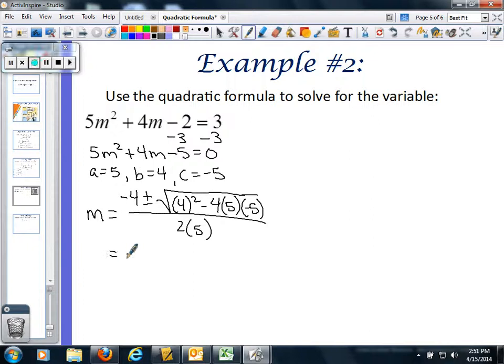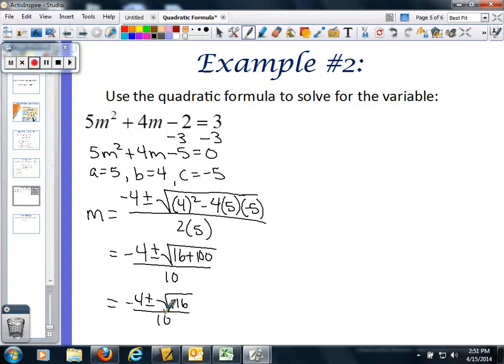That's negative 4 plus or minus the square root. 4 squared is 16. You have a negative and a negative, so it's going to be a positive. 4 times 25. 5 times 5 is 25. 25 times 4 would be 100. Over 2 times 5 is 10. This is going to give you negative 4 plus or minus the square root of 116 over 10.